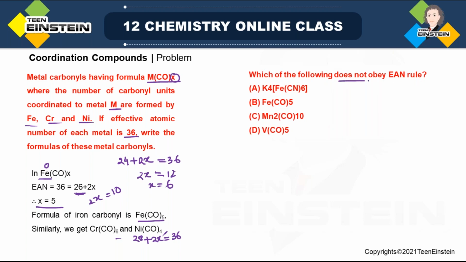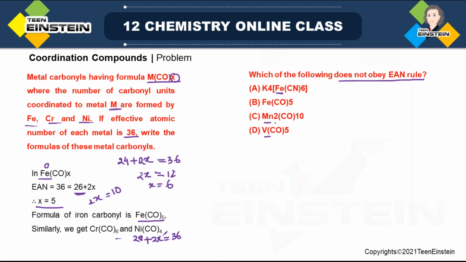Which of the following does not obey the EAN rule? That means it is asking which of them will not have the corresponding inert gas configuration for the respective period. Here all the metals are from the first transition series: iron, iron again, then Mn and vanadium.